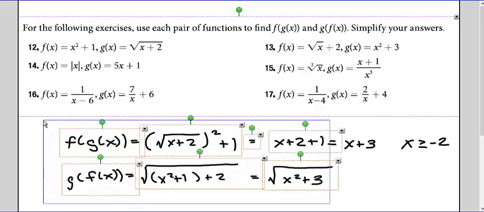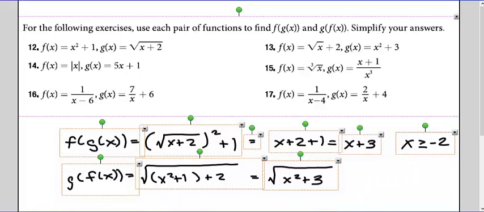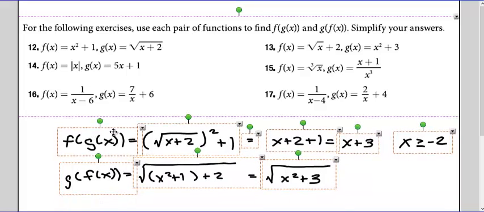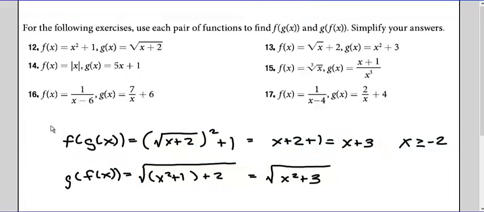Okay, so that was 12. What I'll do is I'll work each one and then I'll move them out of the way. I'll just delete them. So you can pause. Well, I thought I could do that. Let's try it again here.